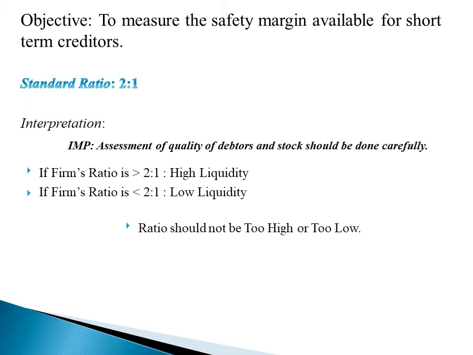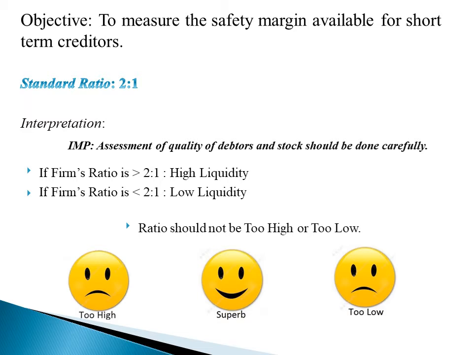Now if the ratio is too high, it indicates the presence of idle funds with the firm. This means the firm has made excessive investments in current assets that may result in low profitability. And if it is too low, it shows inadequate investment made in current assets resulting in low liquidity, which may threaten the short-term solvency of the firm. This ratio is considered healthy or good, or as mentioned here, superb, if it is exactly as per norms or nearby, with good quality of stock and debtors.